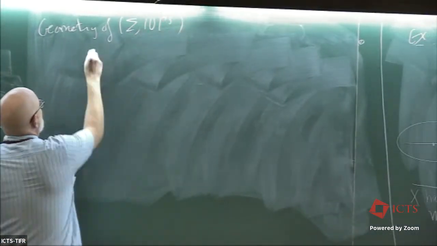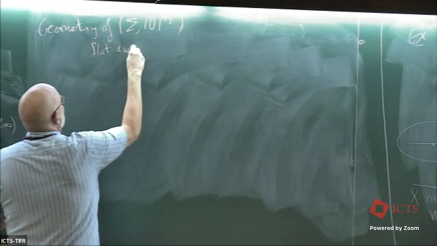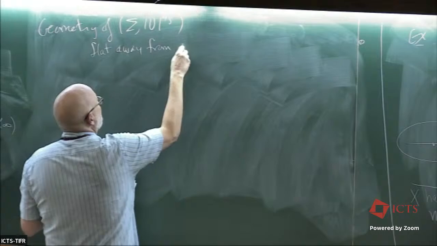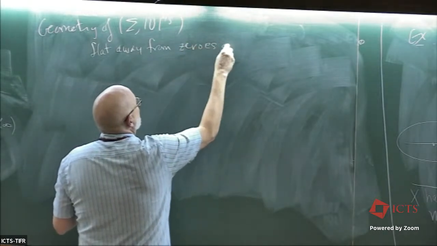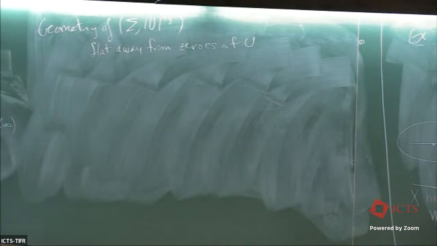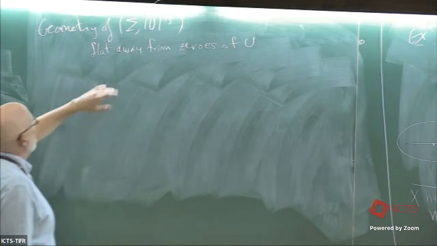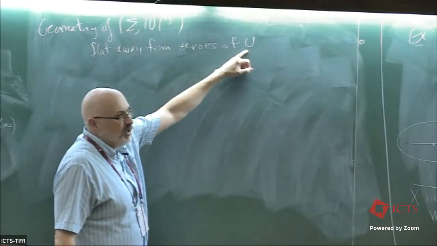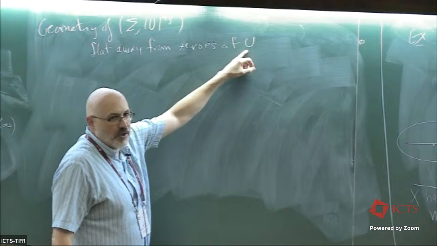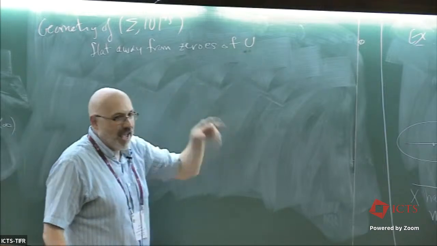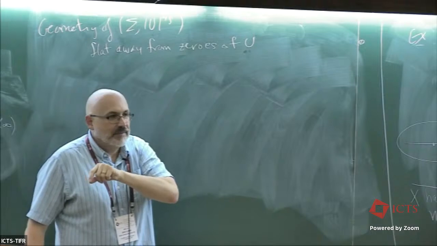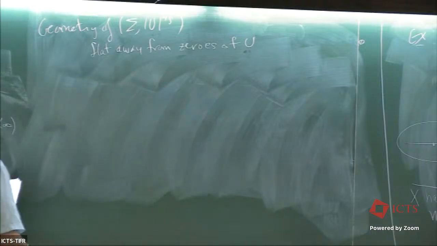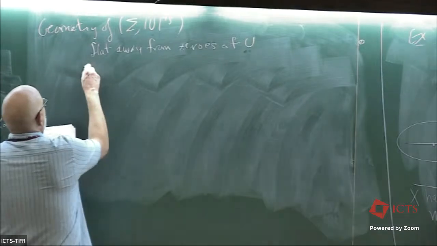Okay. So this is going to be flat away from the zeros of U. So U is a non-trivial holomorphic cubic differential, not identically zero. It will have a certain number of zeros, but it's going to be flat otherwise. And the reason for this is rather simple: if you're not at a zero of a cubic differential, then you can choose conformal coordinates such that U is exactly dz cubed. Okay? All right.